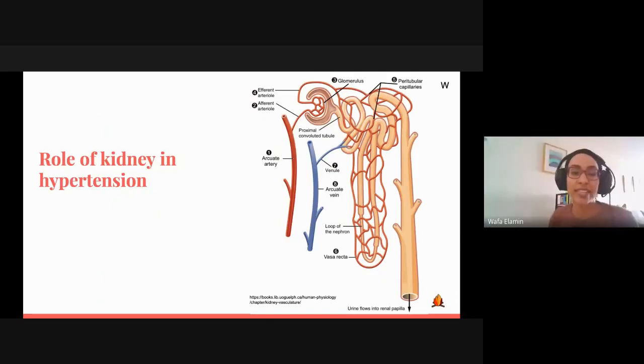Thank you, Gábor. So that leads us to the role of the kidney in hypertension. It plays quite a critical role because it does maintain blood pressure in the body.